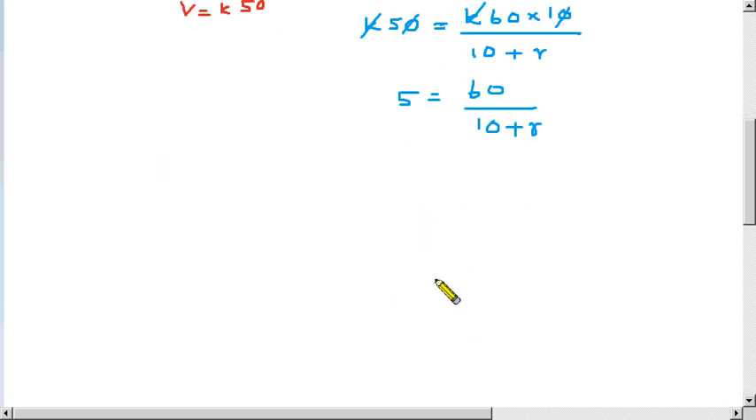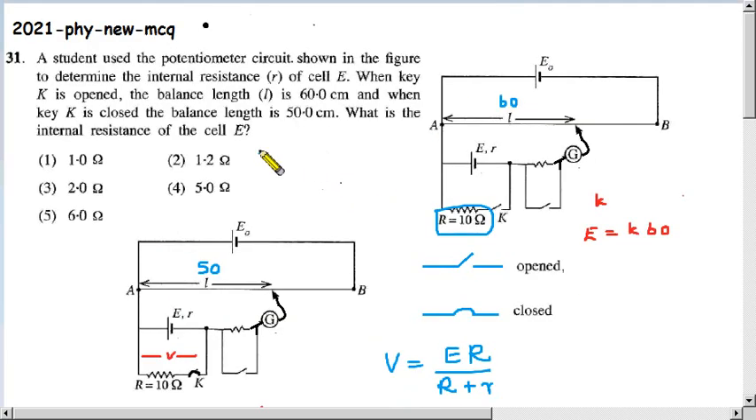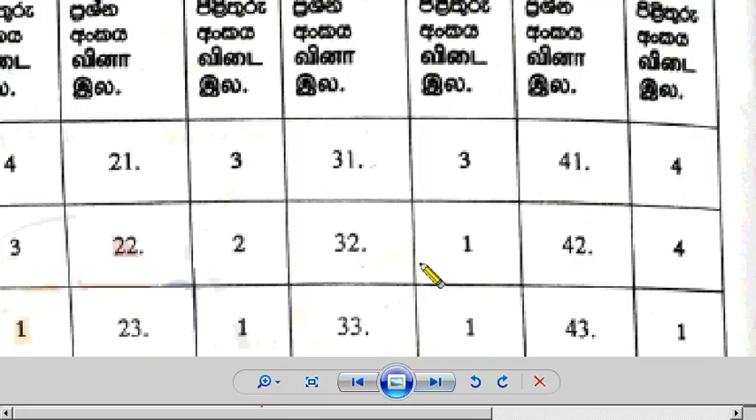Then cross multiplication, then 5 times 10 is 50 plus 5r equals 60. Then 5r equals 60 minus 50, which is 10, then r equals 10 divided by 5, which is 2. So that is the answer, this one. Third one is the answer for 31. Third one is correct.